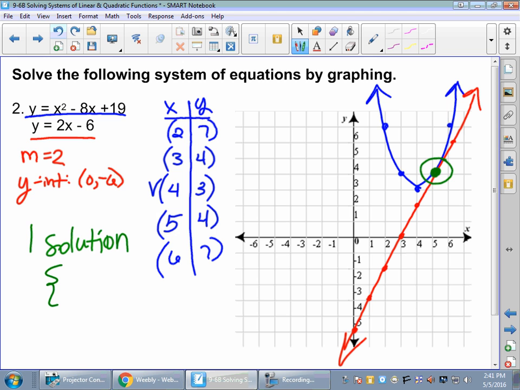And the solution is (5, 4). Oh, sorry. It's an ordered pair this time. The solution is (5, 4). So you really don't need those brackets.